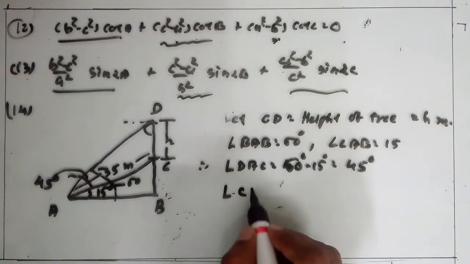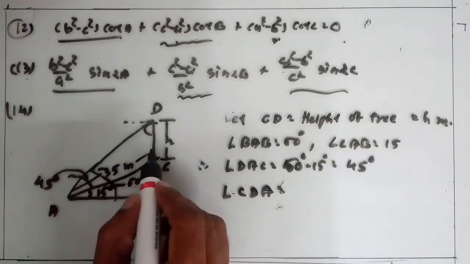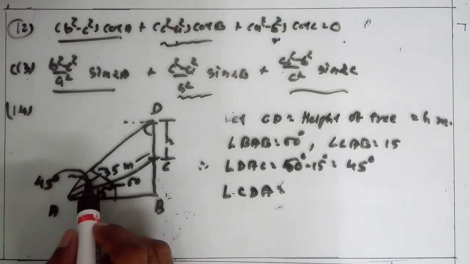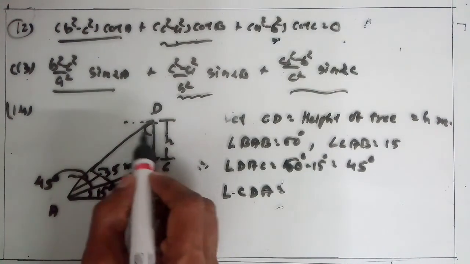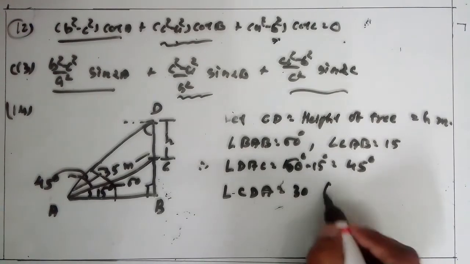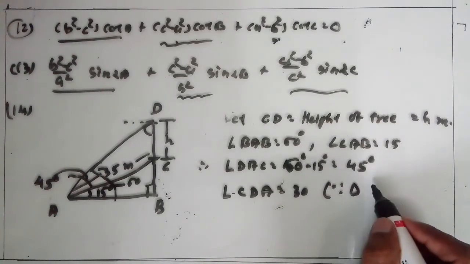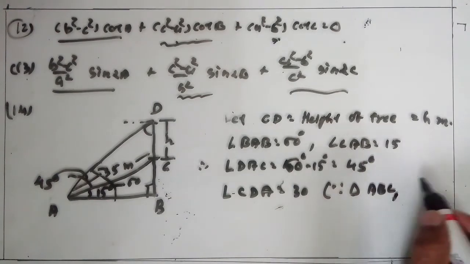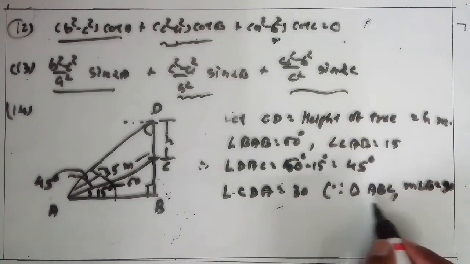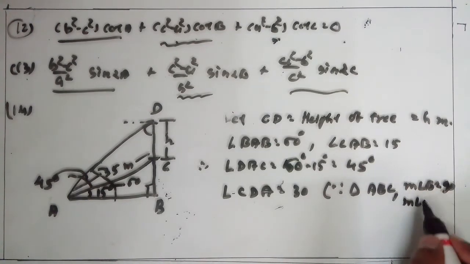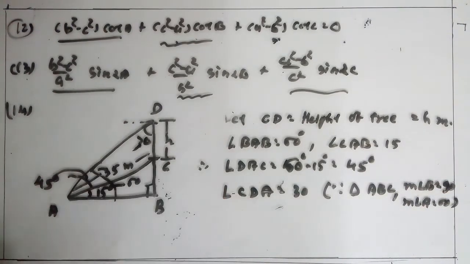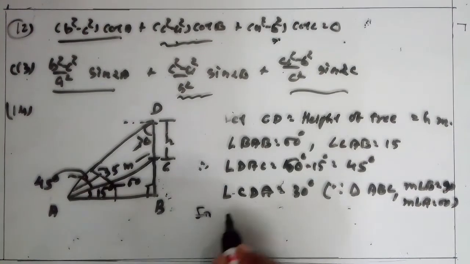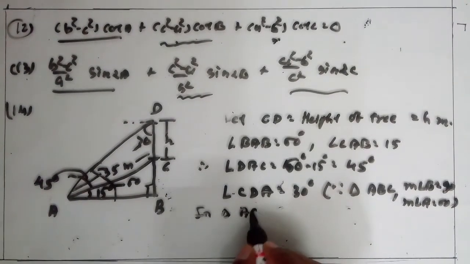Now angle CDA is equal to, this angle is 60, this is 90. So what is the measure of this angle? 30. You know, because in triangle ABC, the measure of angle B is equal to 90 and the measure of angle A is equal to 60. Clear? So this becomes 30 degrees.